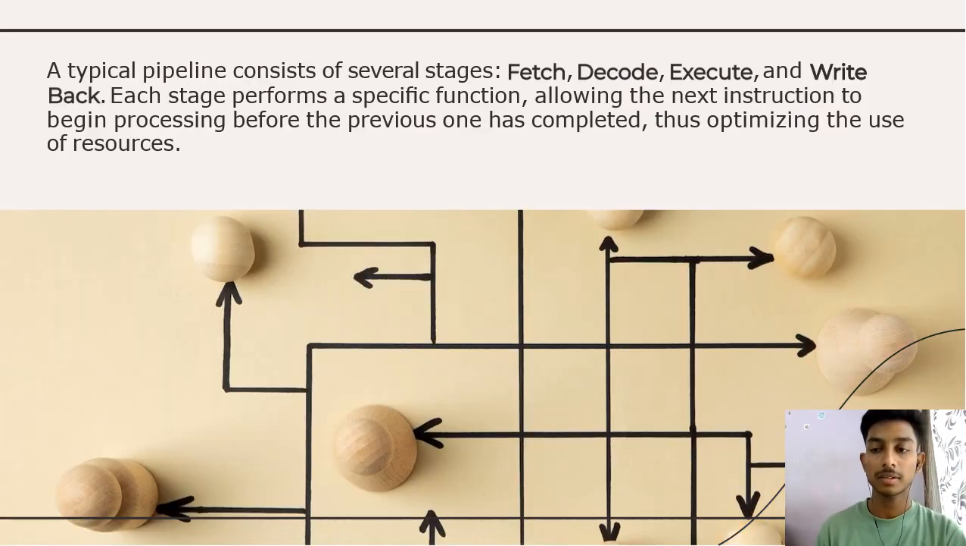A typical pipeline consists of several stages like fetch, decode, execute, and write back. Each stage performs a specific function, allowing the next instruction to begin processing before the previous one has completed, thus optimizing the use of resources. In fetch, the instructions are fetched from the memory. In decode, instructions are interpreted to understand the task. In execute, operations like calculation and logic are performed. And the last one is write back, where the results are stored for further use and visualization.